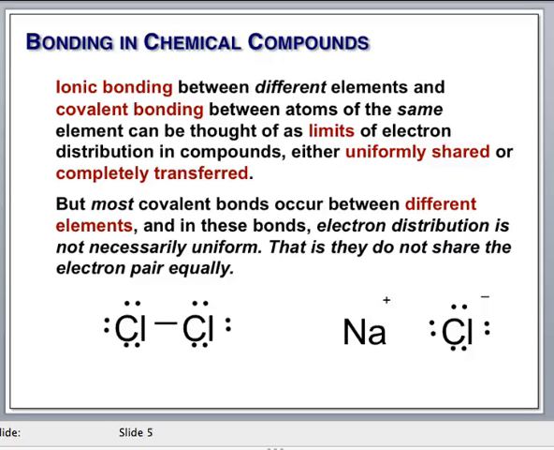If you have a covalent bond between atoms that are identical, then yeah, you pretty much have nice equal sharing. But we'll see that for most covalent bonds, the distribution of electrons is not uniform. And that's interesting because that's what gives compounds their particular and unique reactivity.